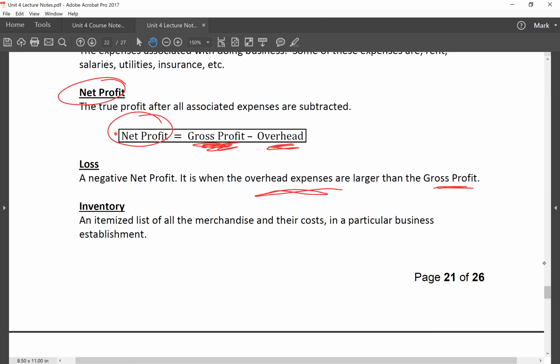So their overhead is bigger than their profit. So they're at what we would call a loss. And when a business is at a loss, that's bad, bad, bad.